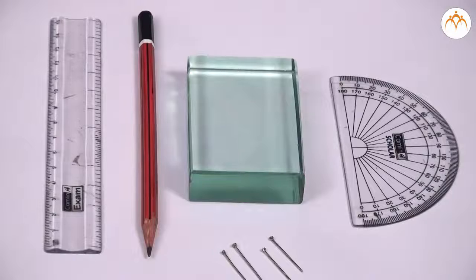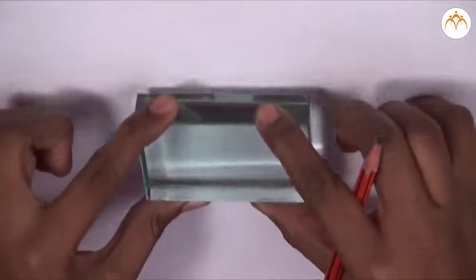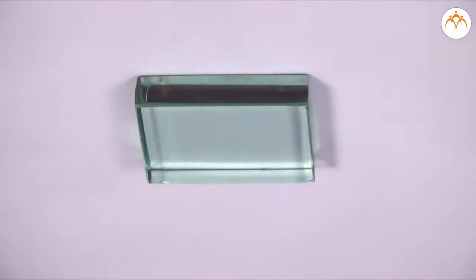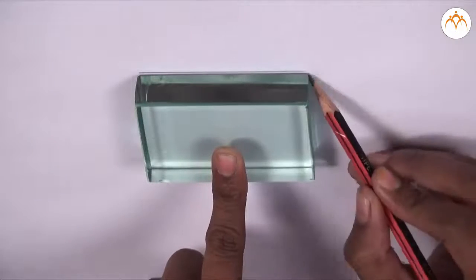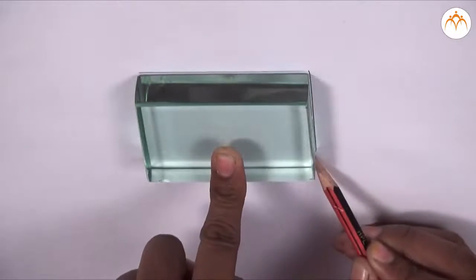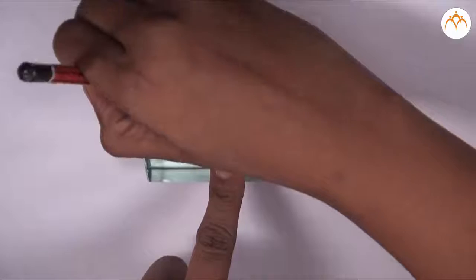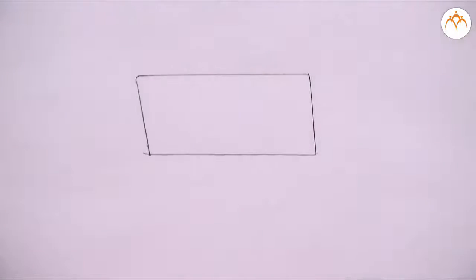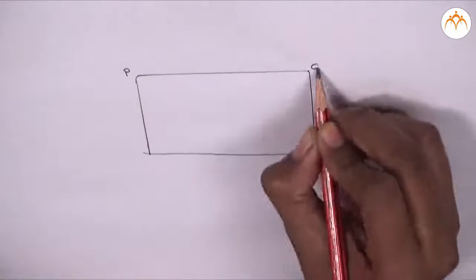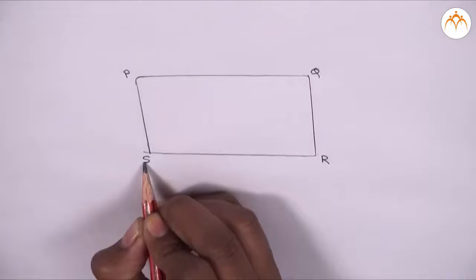We need the following apparatus: rectangular glass slab, soft drawing board, drawing pins, paper pins, drawing sheet. We fix the paper on the drawing board properly using drawing pins. We place the glass slab on this paper at the center and we draw the boundaries of the slab on the paper with a pencil, PQRS. The pencil has to be sharp for accuracy.